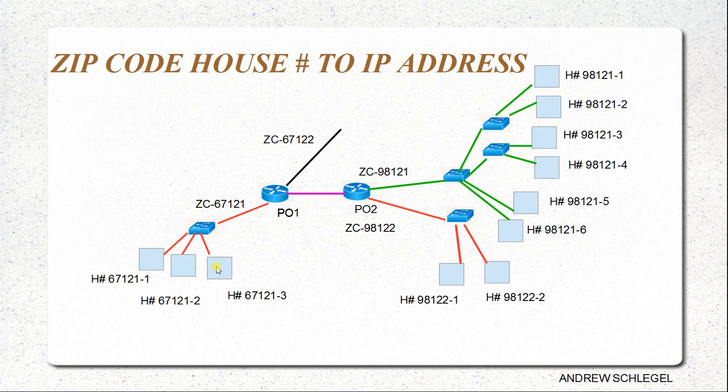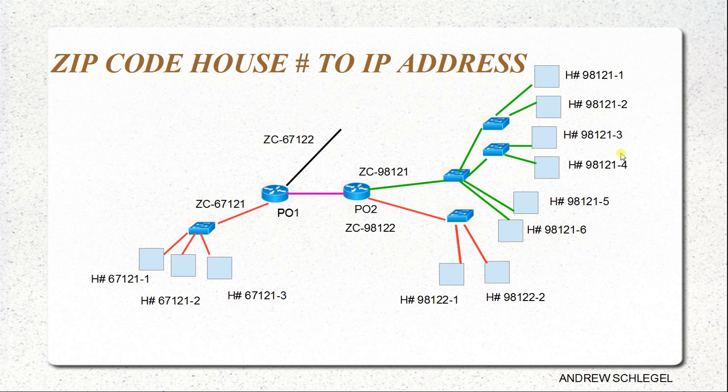So you can see in the zip code 98121, there's houses. 98121-1, 98121-2. That's the first house on the street in this zip code. That's another house on the street in this zip code, and same thing down here in the 98122 zip code. We have 98122-1, 98122-2, and then the same thing over here.